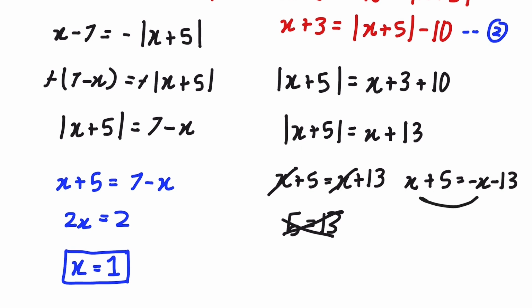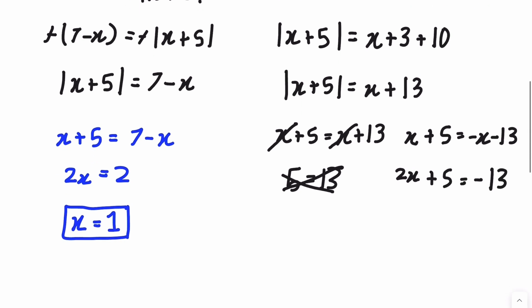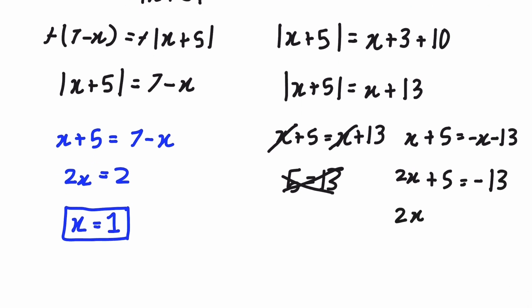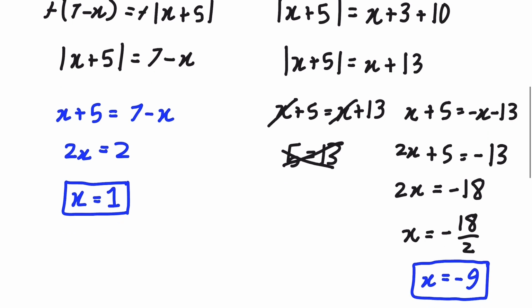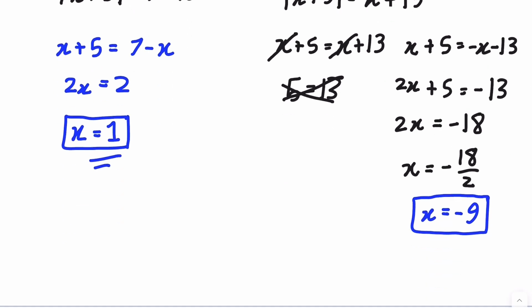Here we'll move the x to the other side. We will have 2x plus 5 equals negative 13, and we will move the 5 to the other side. It will be negative 18, so x equals negative 18 over 2. We will have the second value of x, which is -9. Now we found two values for x: x equals 1 and x equals -9.